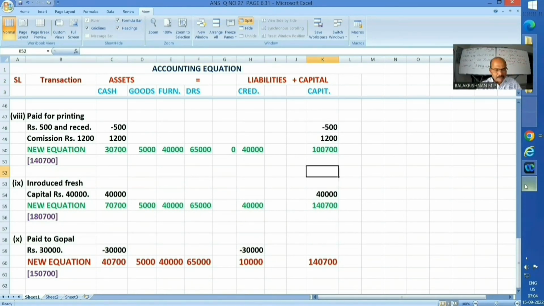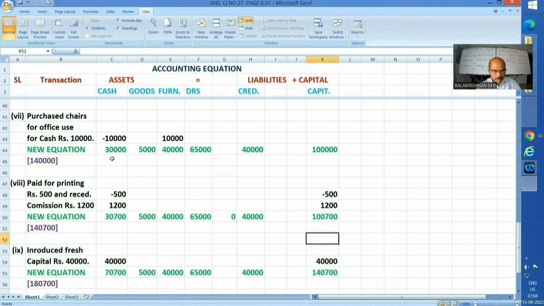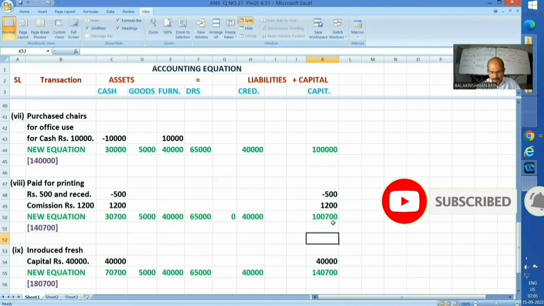Paid for printing rupees 500 and received commission rupees 1,200. An expenditure and an income. Well, expenditure has reduced your cash and income has increased your cash. So the previous 30,000 has become 30,700. Similarly, an expenditure will reduce your capital and income will increase your capital, and capital has become 1,07,000. Okay. And the total of the assets is 1,40,700. That is just equivalent to liabilities plus capital. So our equation is well taken care of.